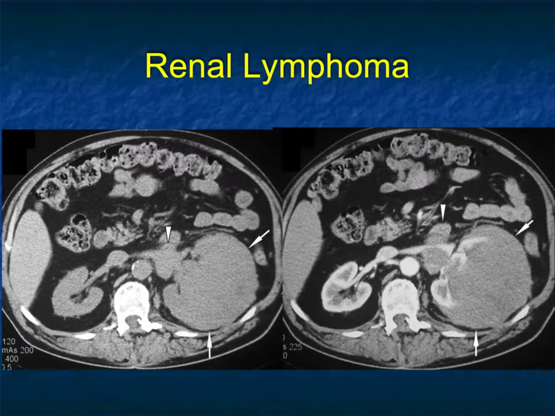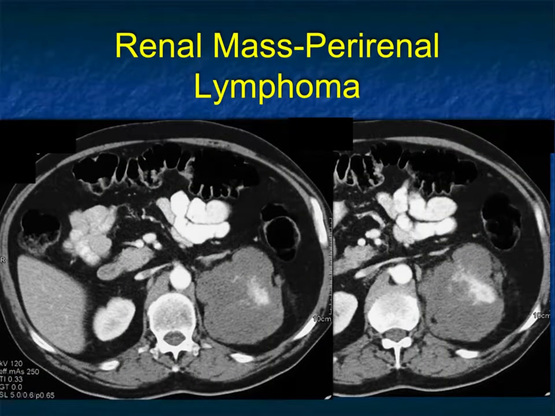Here's another example of lymphoma involving the left kidney. Beautiful extension into the peri- and pararenal spaces. There's adenopathy adjacent to the renal vein. Very classic B-cell lymphoma, and here's that infiltration shown nicely with IV contrast material.